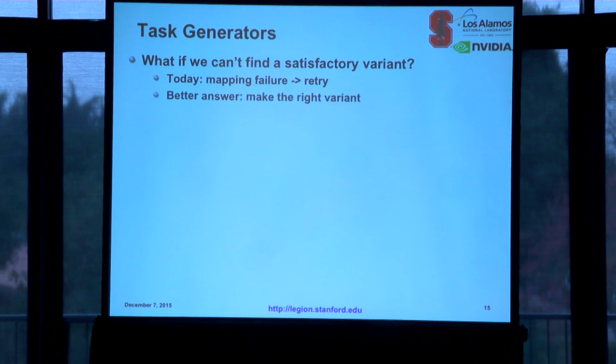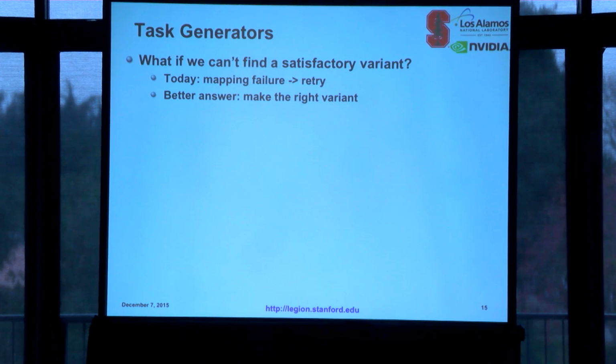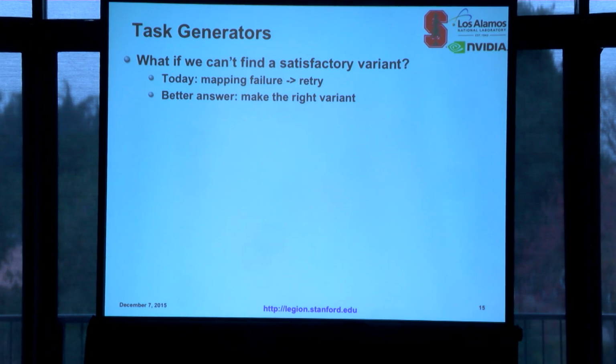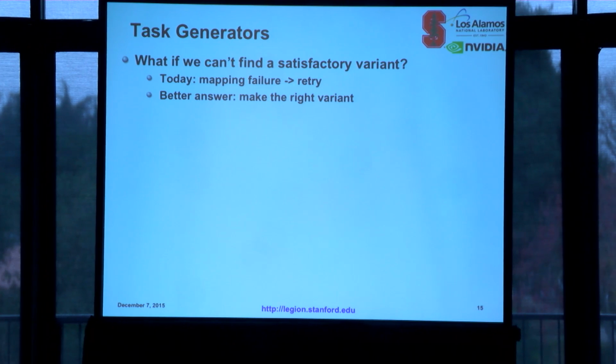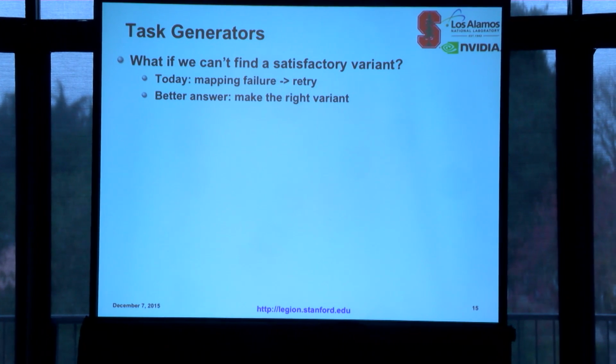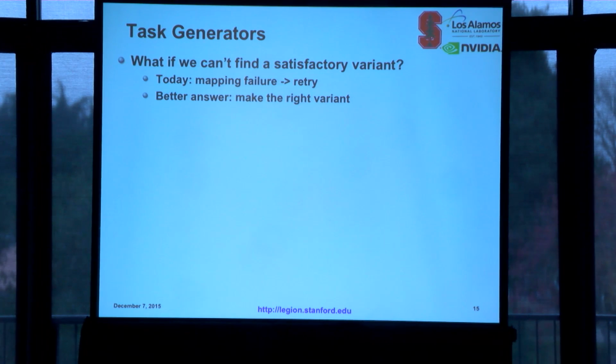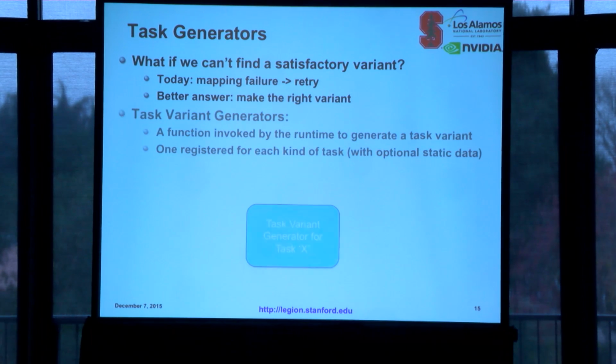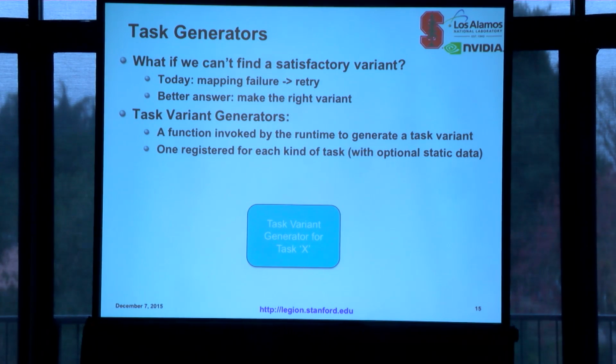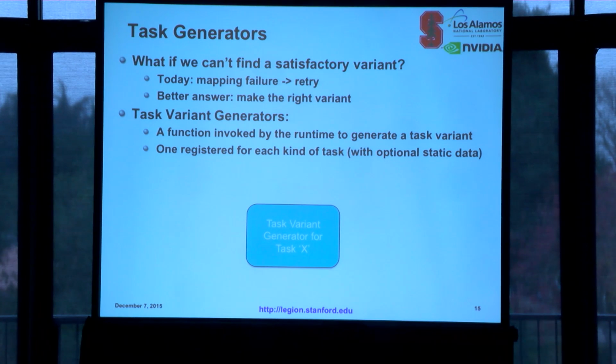But there's an alternative answer that you can imagine wanting to do, which is to generate a new variant that's going to satisfy all these constraints that you're requesting for this particular processor and data layouts. So one of the directions this new mapper API is going to allow you to do is to register what we call task variant generators with the Legion runtime. And this task variant generator is just a function.